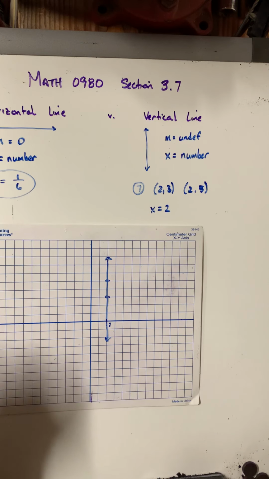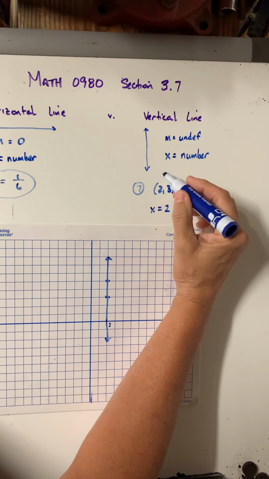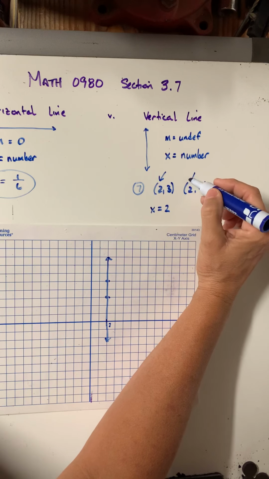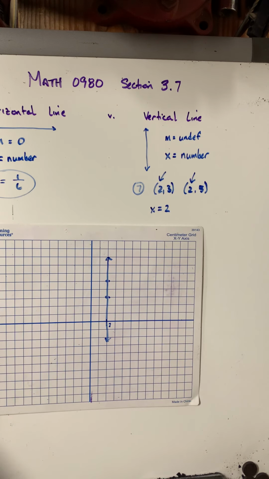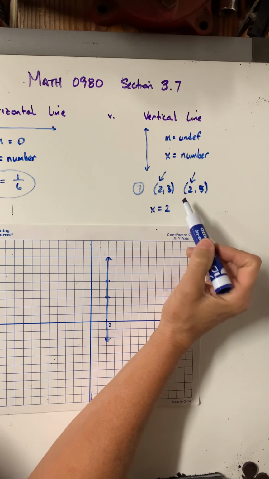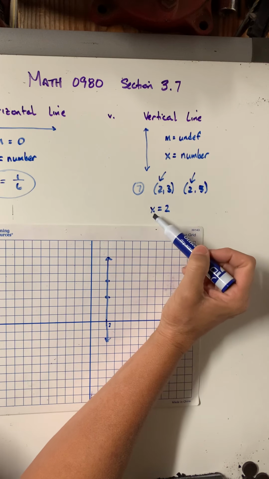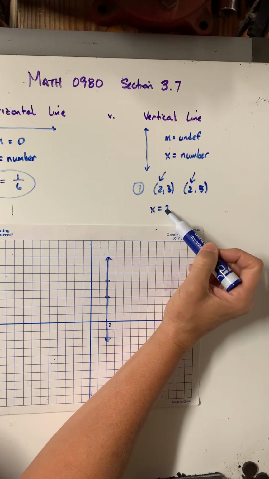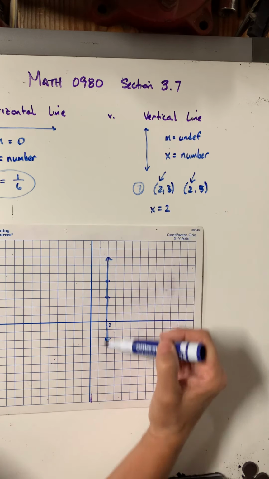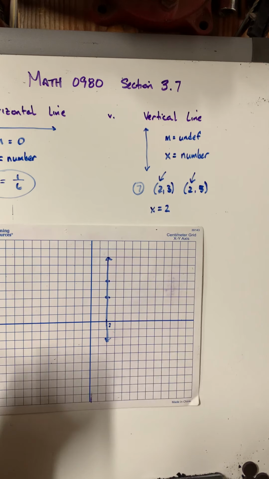Is there a shortcut? Yeah. If you notice that you have 2 numbers that are the same on the 2 points, then ask yourself, which position is it in? Is it the x or the y? In this case, it's the x. So this has to be the equation x equals 2, because all the points are going to have 2 for the x value.